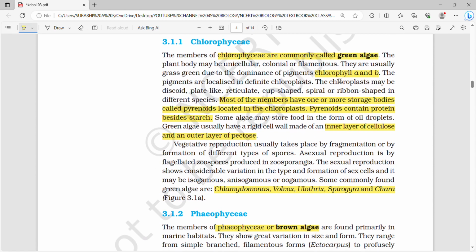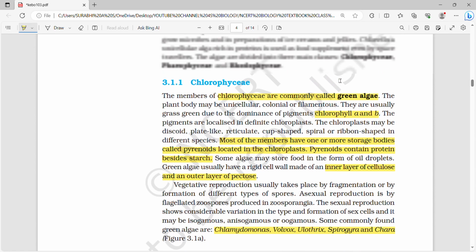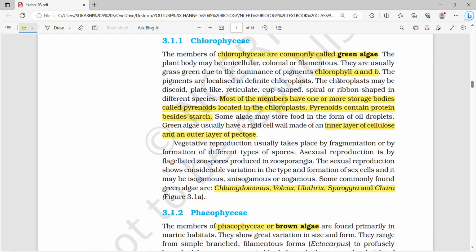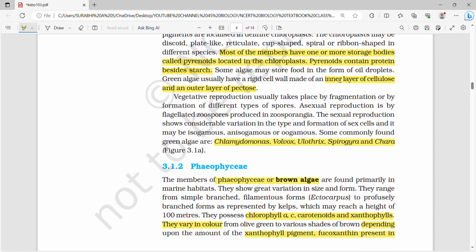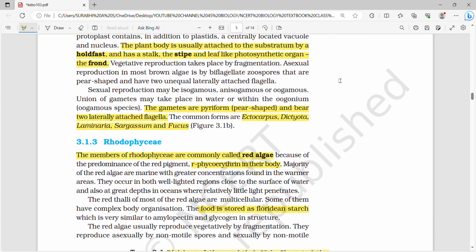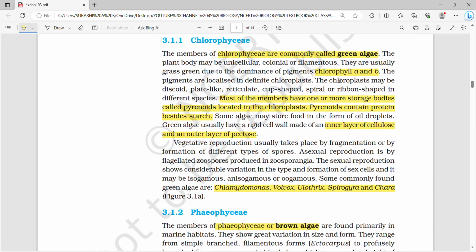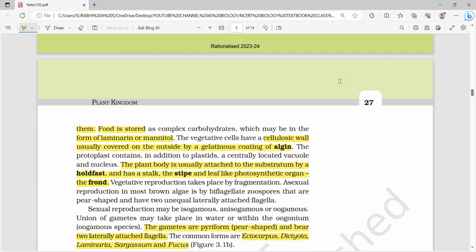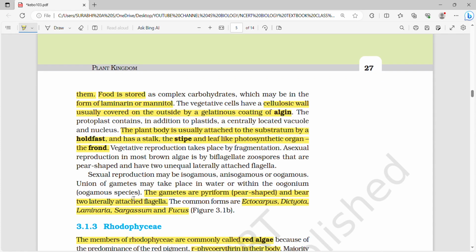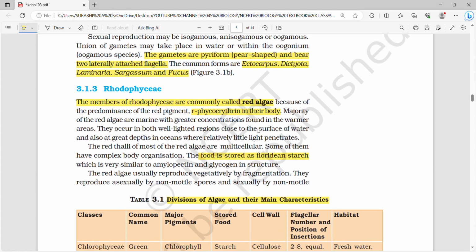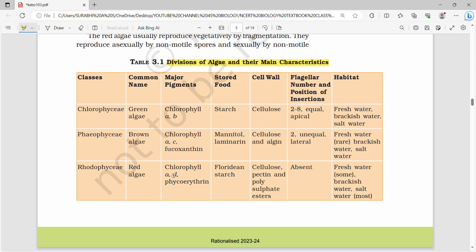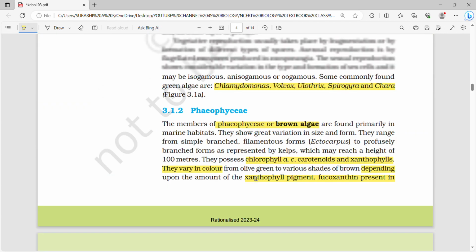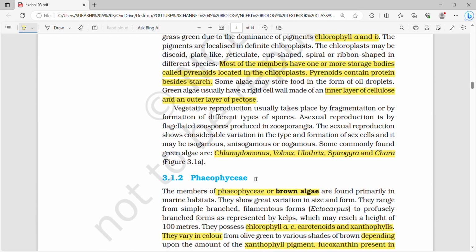So there are basically three types of algae: Chlorophyceae, Phaeophyceae and Rhodophyceae. Chlorophyceae is green algae, Phaeophyceae is brown algae and Rhodophyceae is red algae. You can compare and read, it will be easy. Chlorophyceae consists of chlorophyll a and b, Phaeophyceae consists of a and c, carotenoids and xanthophylls, and Rhodophyceae consists of chlorophyll a, d and r-phycoerythrin. Okay, you can just study the table or go through this as well.